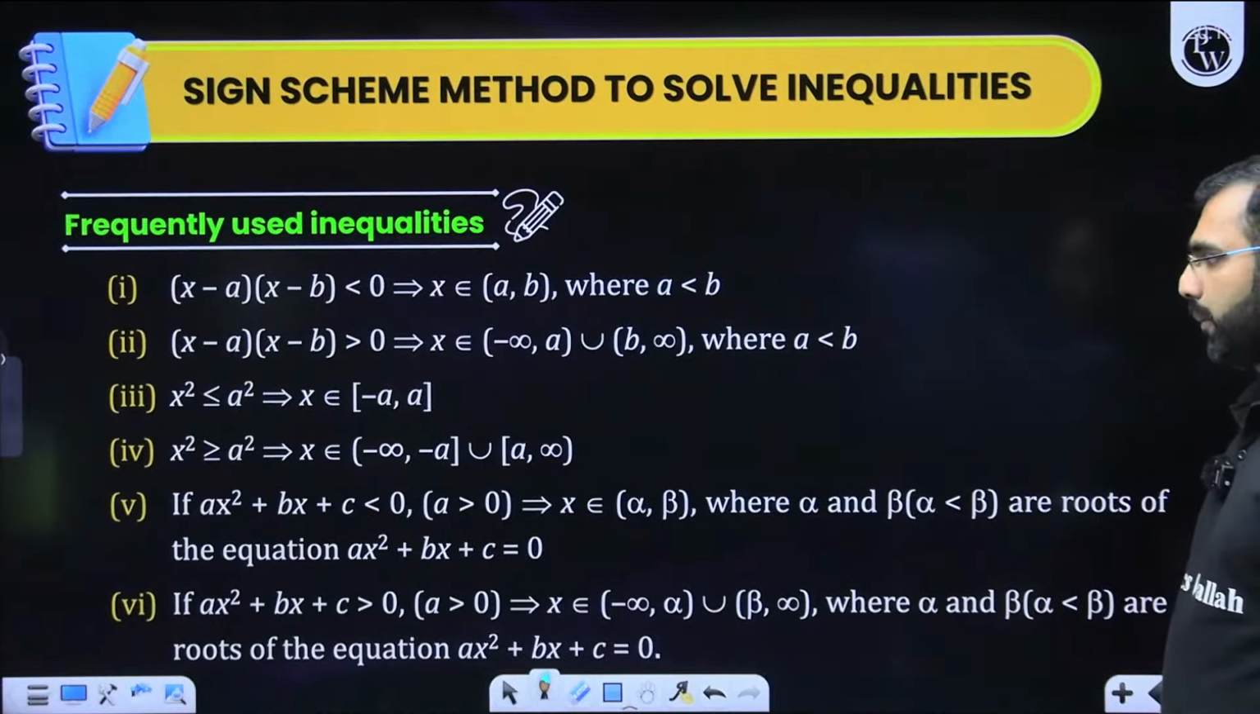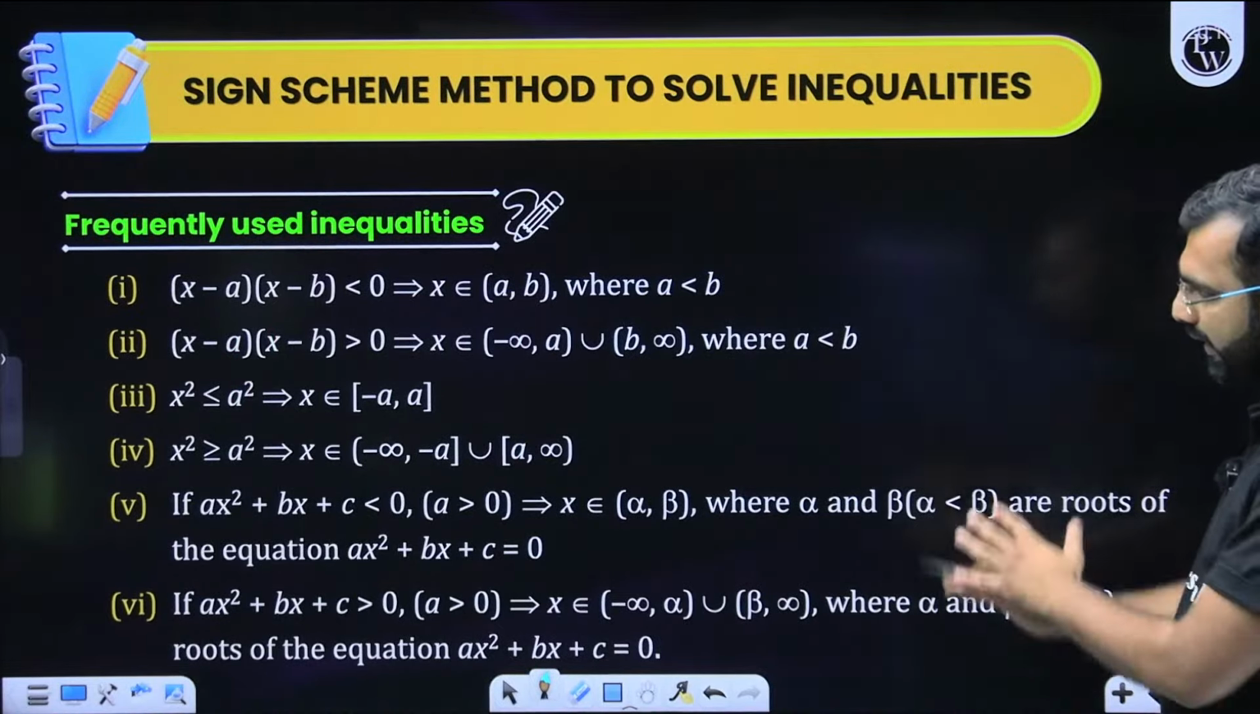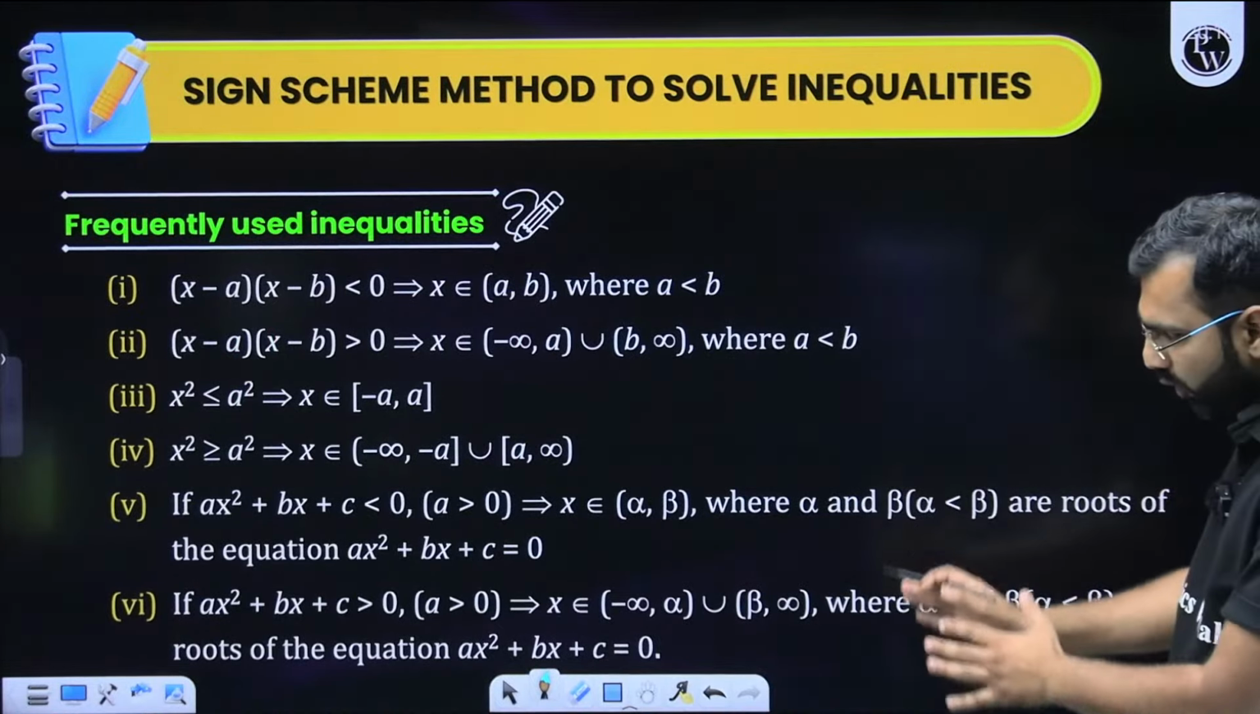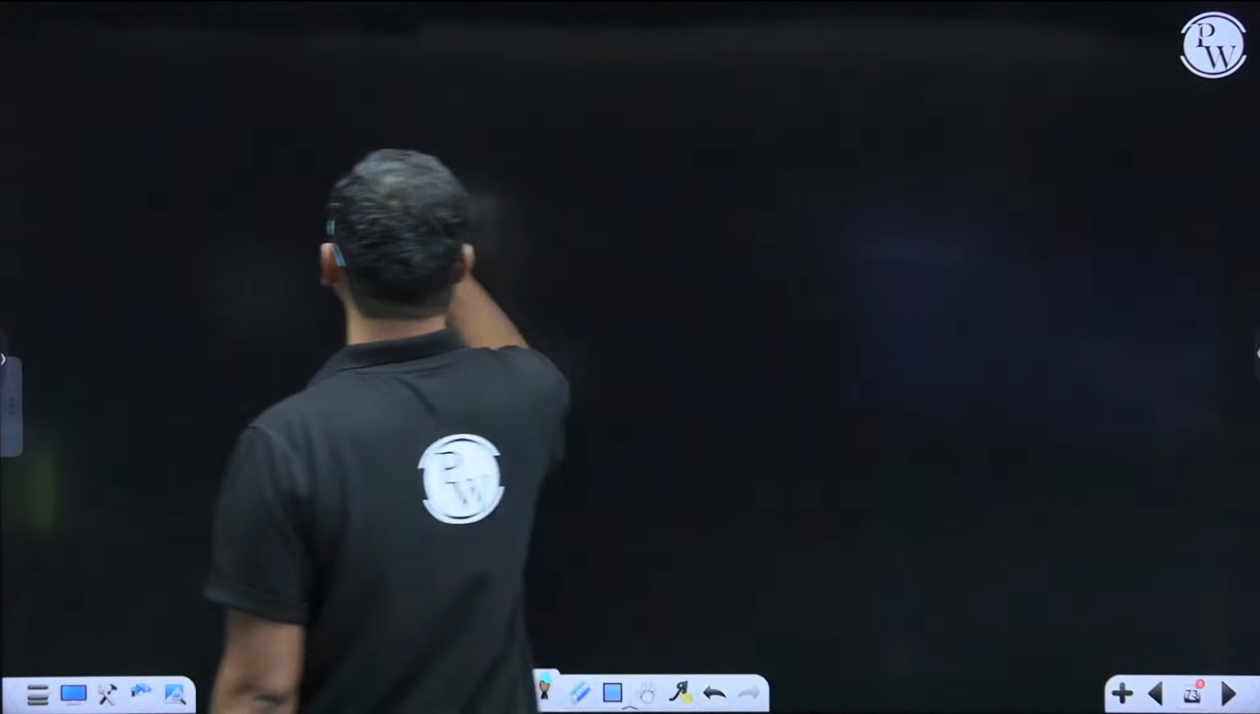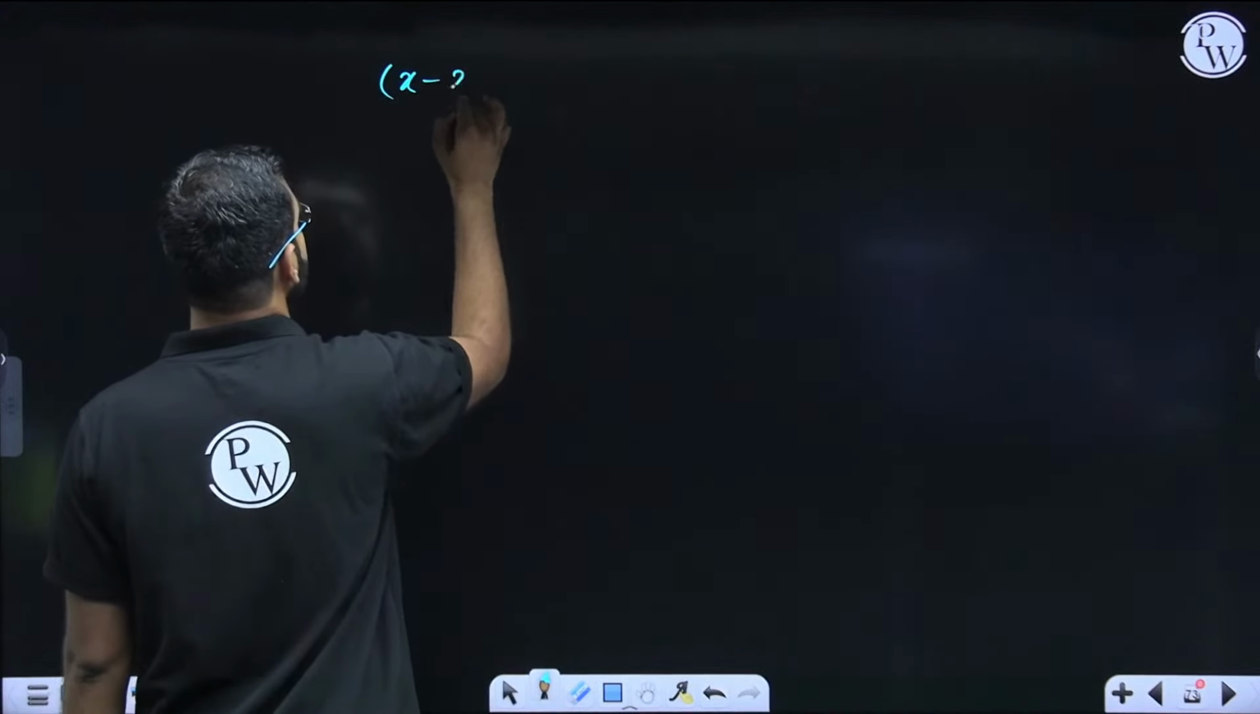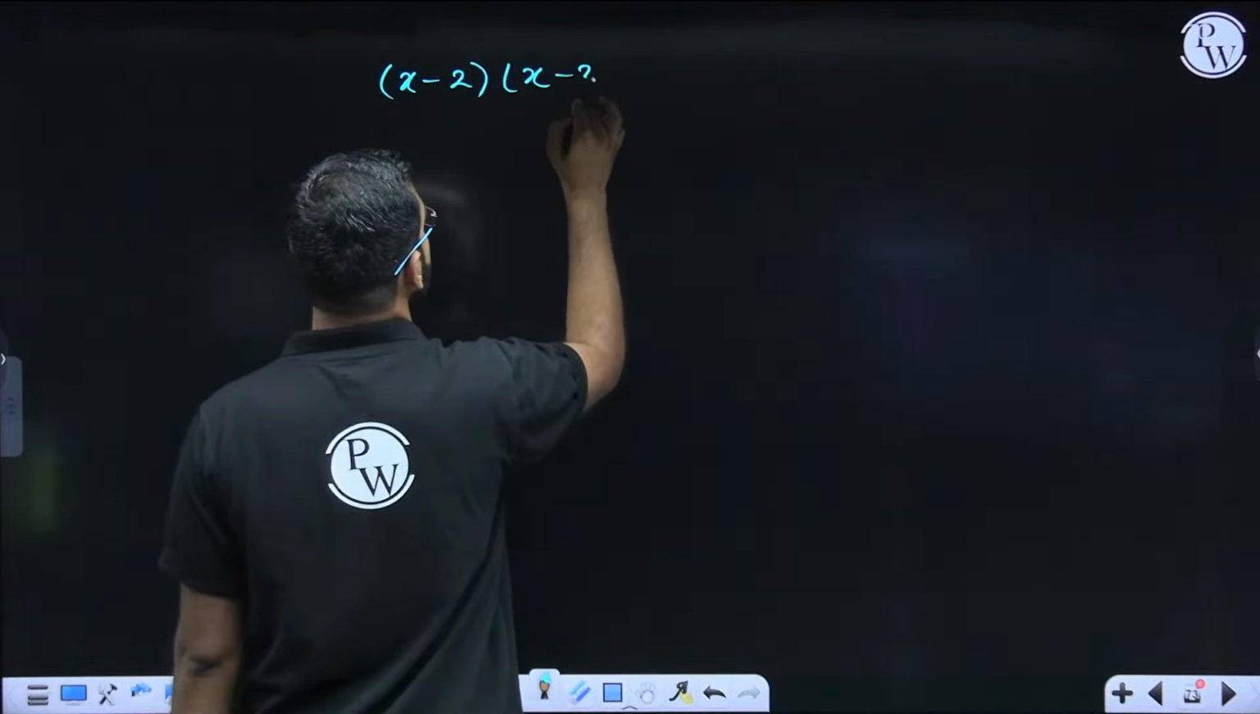Now let's talk about the wavy curve method. What is that? I'll explain all of this with that conclusion only. But when I talk about this part, I'll begin with this. Let's say I am given an expression like this: (x minus 2)(x minus 3) is greater than or equal to 0.